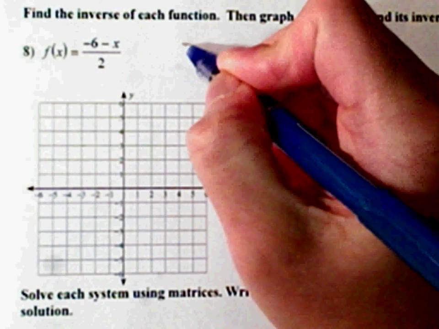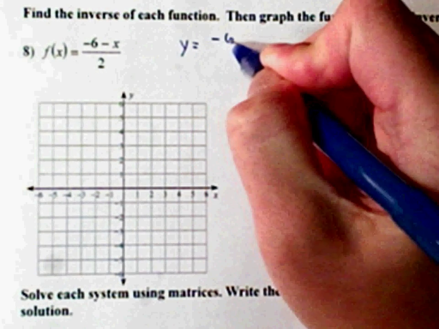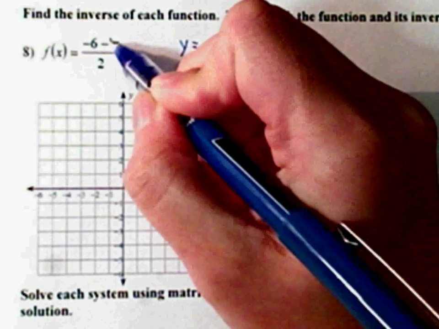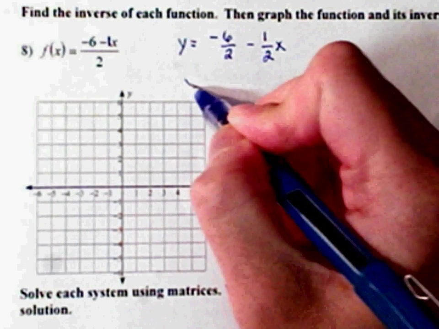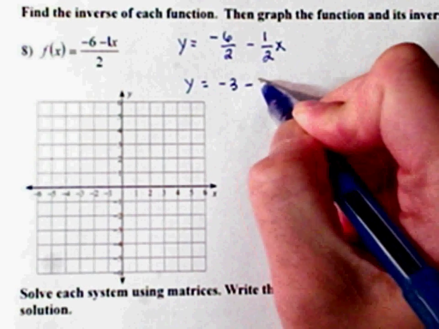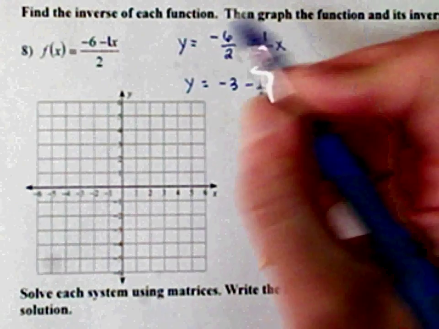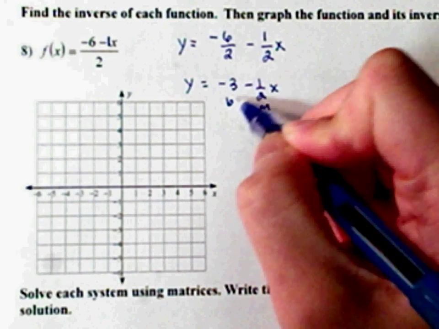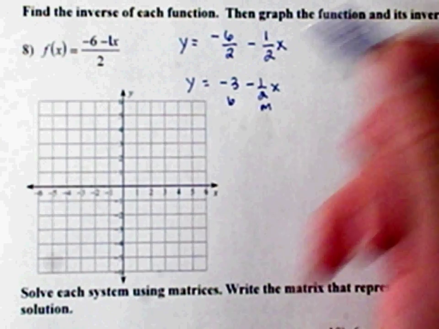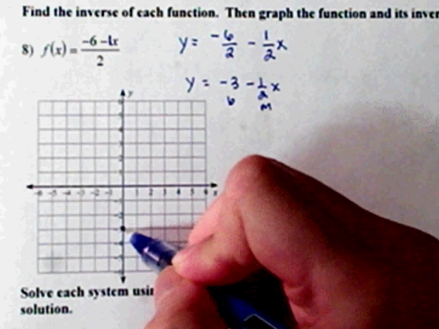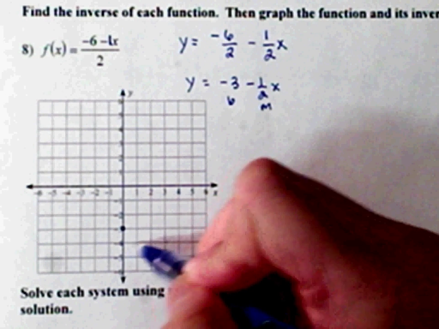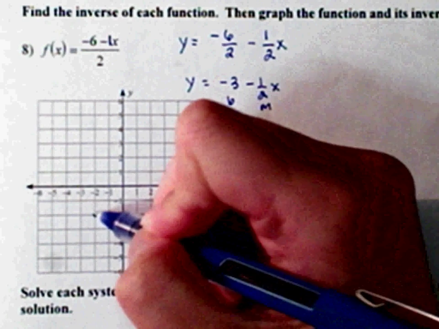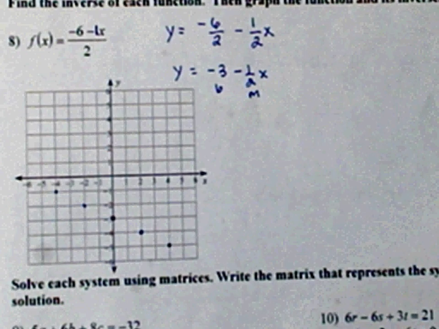So I'm going to rewrite this one as y equals negative 6 over 2 minus 1 over 2x, because there's a 1 right here. And now I'm going to simplify. It becomes negative 3 minus 1/2 x. You're going to plot this one. This is your M, this is your B. Always do the y-intercept first. So you go negative 3, your slope is negative 1 over 2, so you go down 1, right 2, down 1, right 2. Or you can go up as well. And there you have your line.